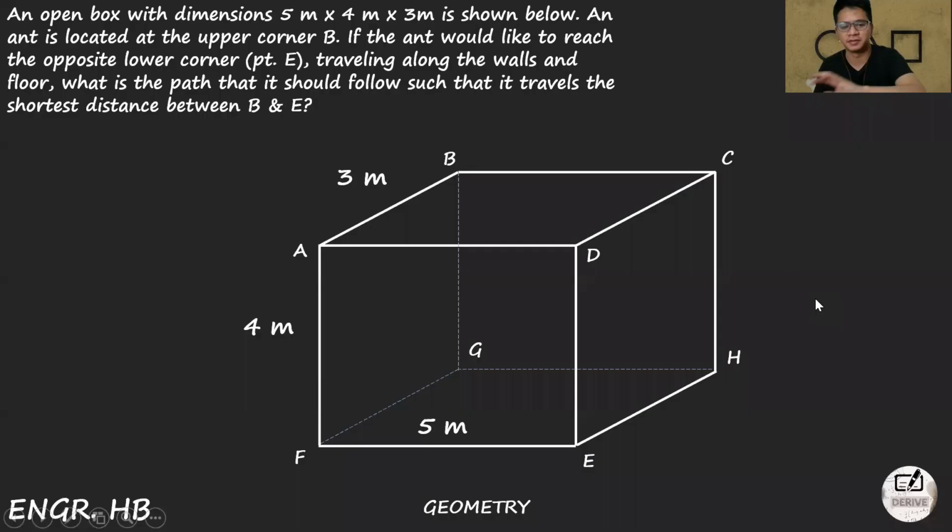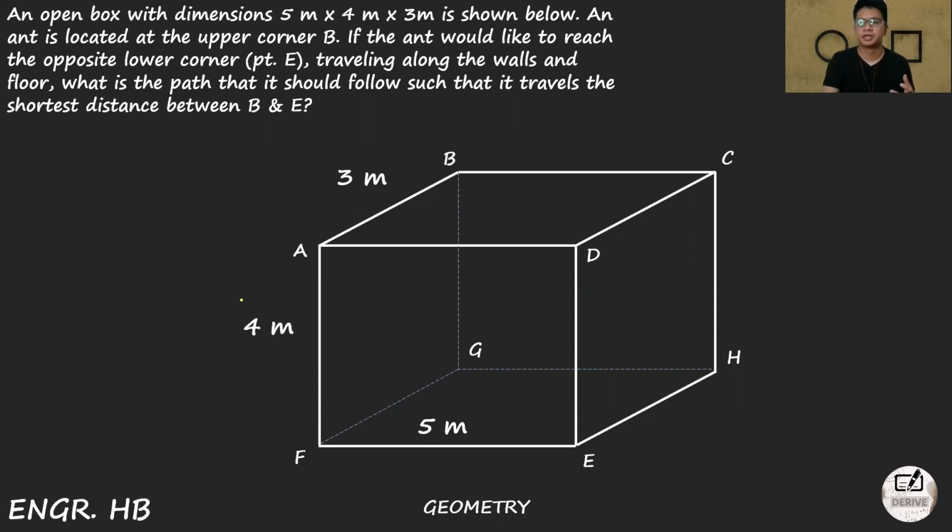Itong problem na ito. Okay? So I will read the problem first. An open box with dimensions 5 by 4 by 3 meters is shown below. An ant is located at the upper corner B. If the ant would like to reach the opposite lower corner point E, traveling along the walls and floor, what is the path that it should follow such that it travels the shortest distance between B and E?